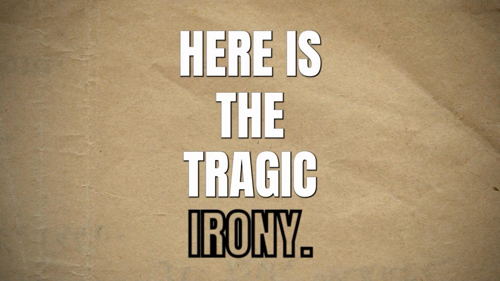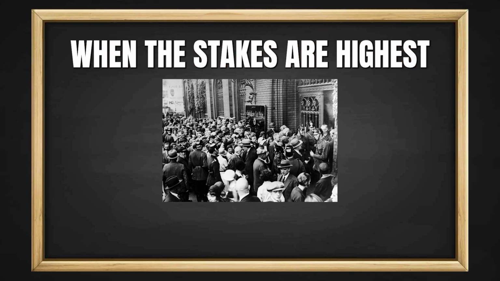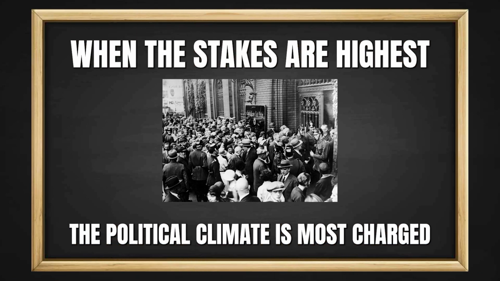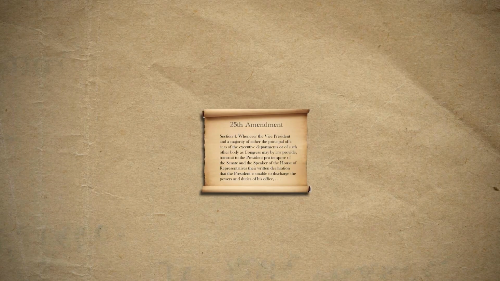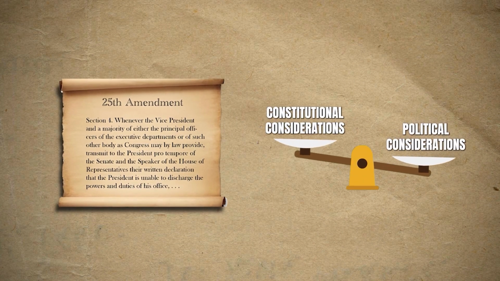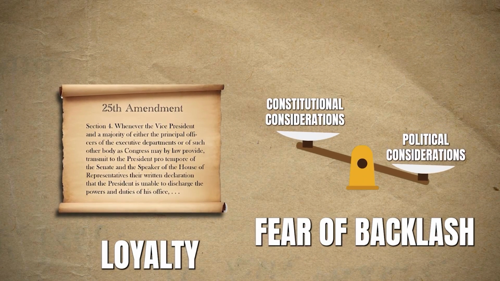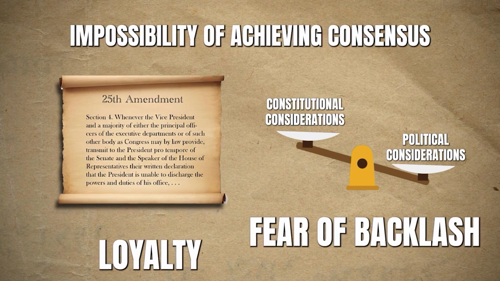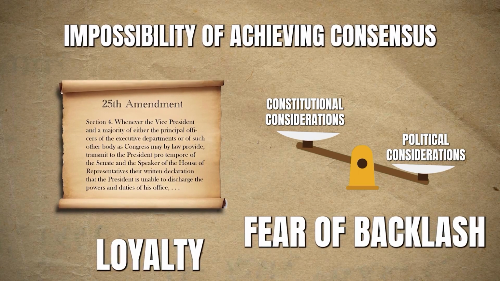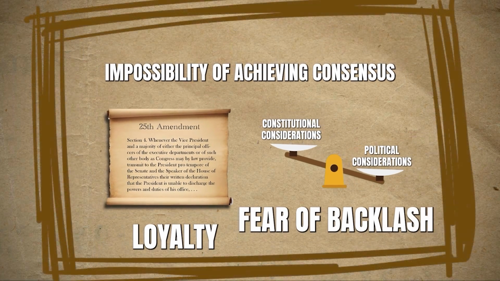The paradox of Section 4. Here's the tragic irony. Section 4 was designed to address moments of crisis, but it's precisely during those moments, when the stakes are highest and the political climate is most charged, that it becomes almost impossible to use. In the rare cases when Section 4 might have been considered, political considerations always outweighed constitutional ones. Whether it was loyalty, fear of backlash, or the impossibility of achieving consensus, the amendment's promise has remained untested, stuck in the realm of theory rather than practice.